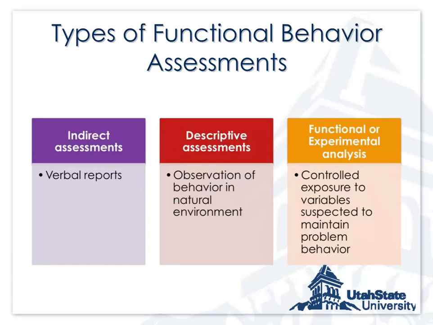There are three types of functional behavior assessment that can be used. Indirect assessment, which relies on verbal reports such as questionnaires or rating scales. Direct assessment, which involves the observation of behavior in the natural environment. And functional analysis, also called experimental analysis. It's a specific type of functional behavior assessment which consists of manipulating the variables suspected of controlling problem behavior. The goal of those three types of assessment is to identify the antecedents and consequences associated with the problem behavior.